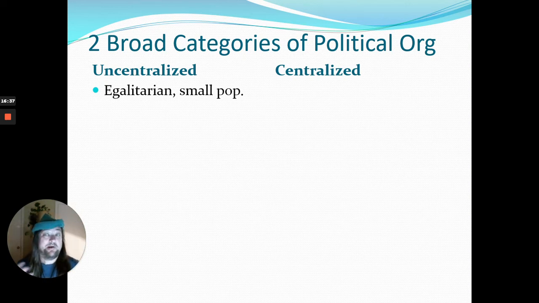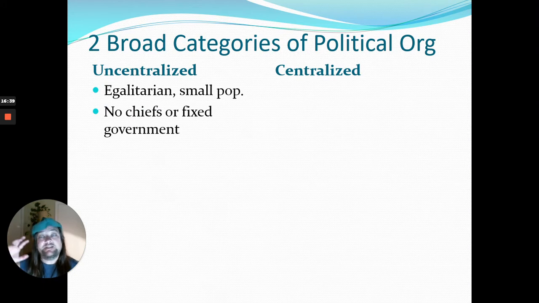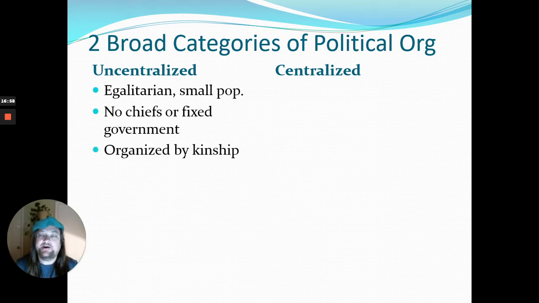They tend to have small populations. Usually there isn't a chief or a fixed government in place, and if there is, it's kind of temporary, maybe for a specific situation, because that person is seen as skilled in that area, and so people are going to let that person lead this specific event or thing that's going on. These societies tend to be organized by kinship.